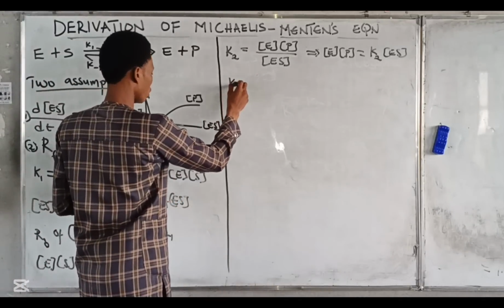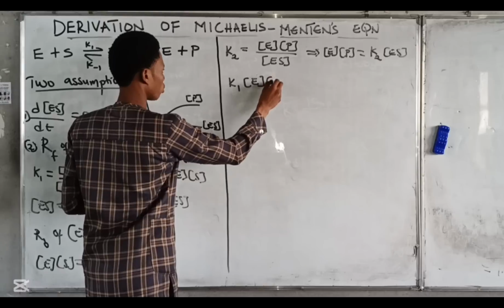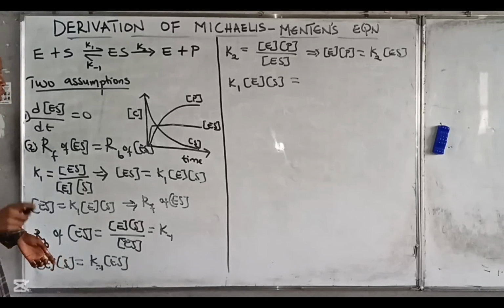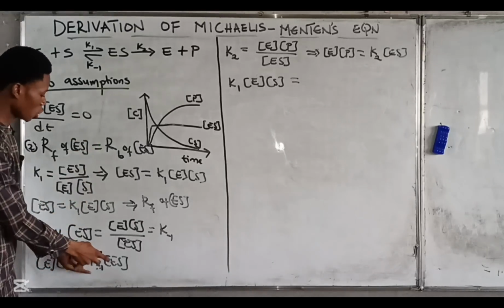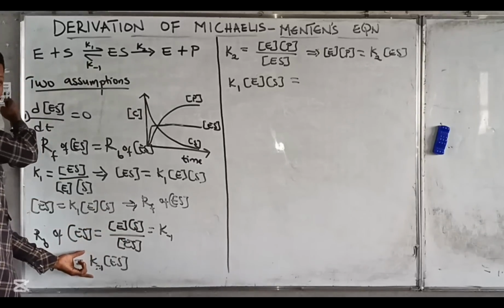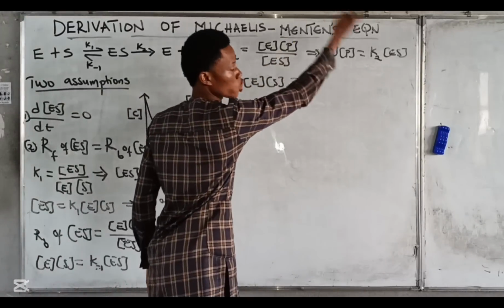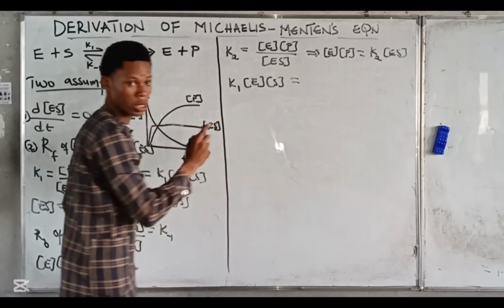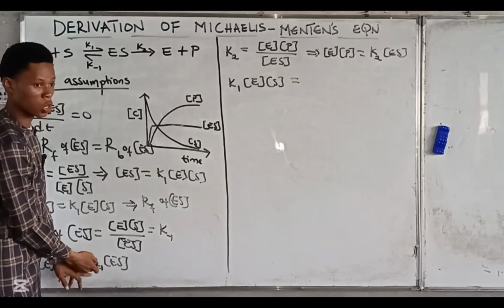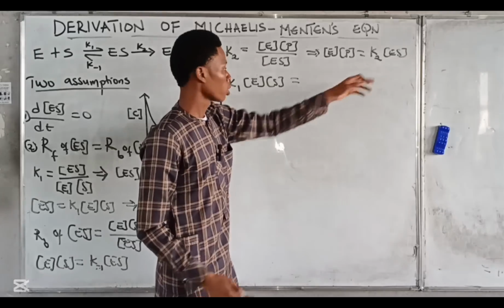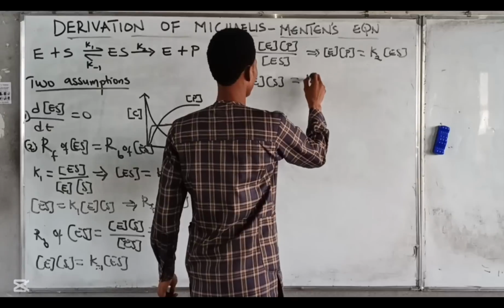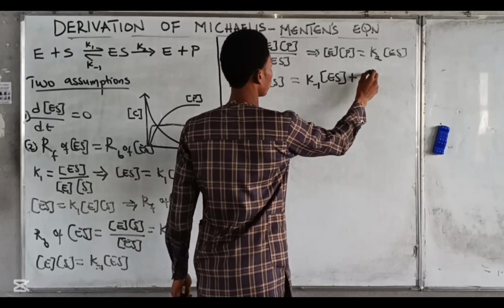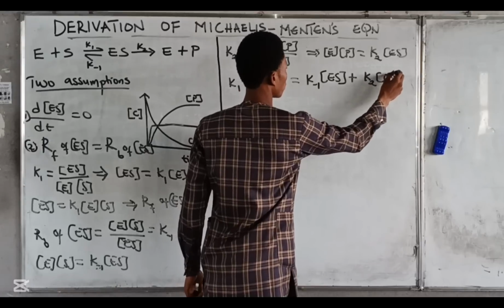So I can say K1 ES is equal to the rate of breakdown. The rate of breakdown was seen as what? Note now, this one is if the ES is broken down in the reverse direction, and this one is if it is broken down in the forward direction. So the rate of breakdown will be this plus this. Do you get? The rate of breakdown will be this one when it is reverse plus this one when it is forward. So rate of breakdown will be K minus 1 ES plus K2 ES.